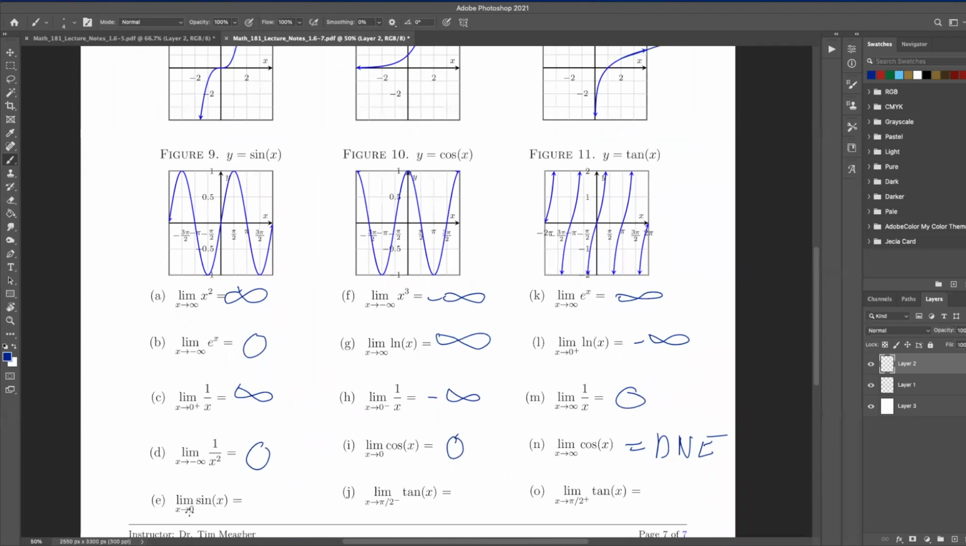And then here, sine of 0 is 0. And then here we look at tangent. If I'm coming in from the left side to pi over 2, it goes up to positive infinity. And if I come in from the right side, notice it goes to negative infinity. So these are just a bunch of different limits that are useful when dealing with infinities and such. All right.